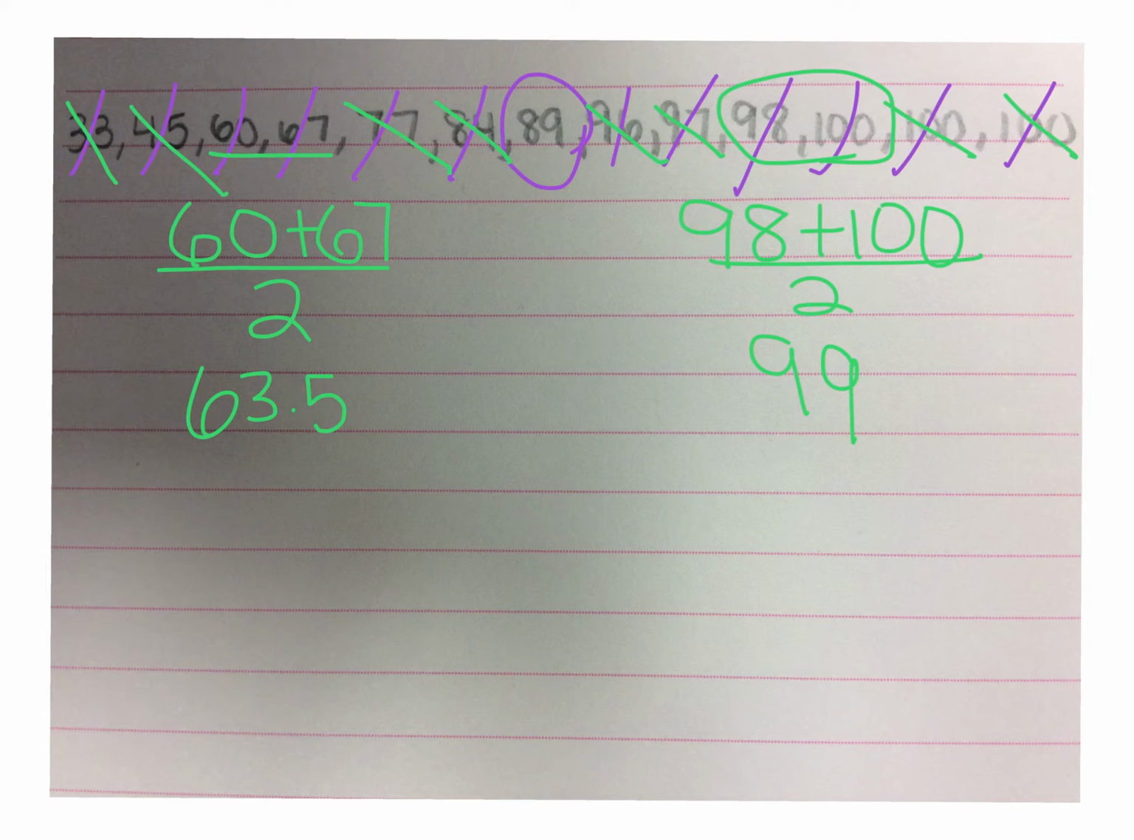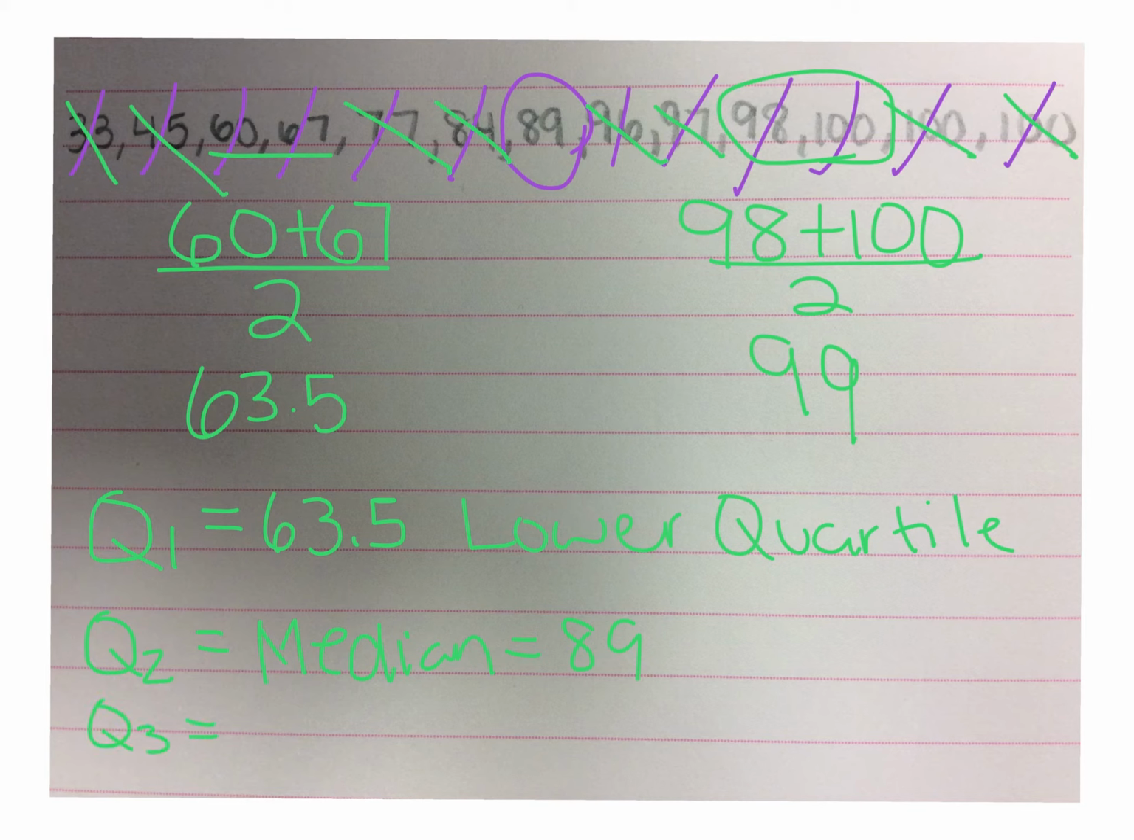So sometimes quartile 1 is labeled like this, with a Q with a subscript 1, and you write 63.5. That's your lower quartile. And then sometimes the median is called quartile 2. That's the median, and here it's 89. And then quartile 3, in this case, was 99, and that's called the upper quartile.